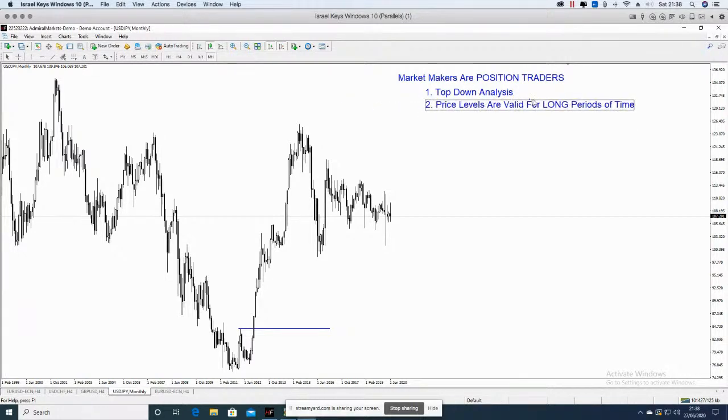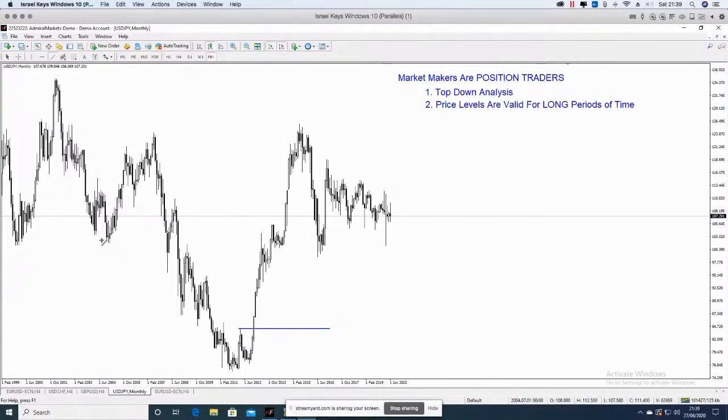But the mistake some people make is you draw a level in price and you just forget about it because it's been 2 or 3 days. Market makers respect price levels sometimes over years. Let me give you an example.